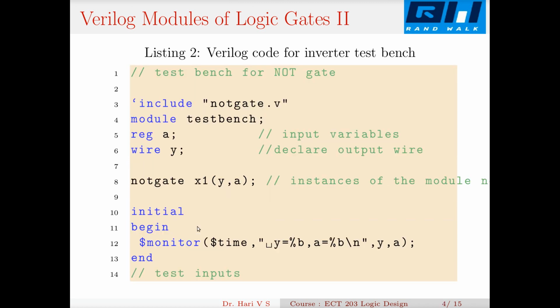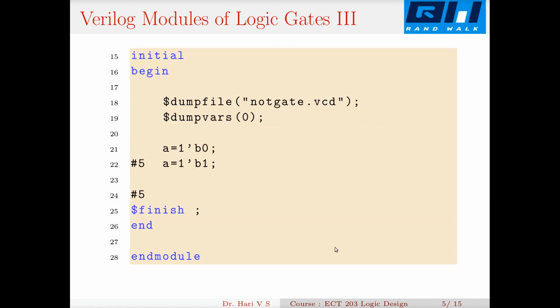And the test bench, I already changed the old test bench, the one for the AND gate. The only thing is I include notgate.v, and module testbench, reg A, wire Y, and an instance of the NOT gate is taken here. And other things are the same. The only thing is here I replaced A, B with Y and A alone. Here I dump into a file called notgate.vcd.